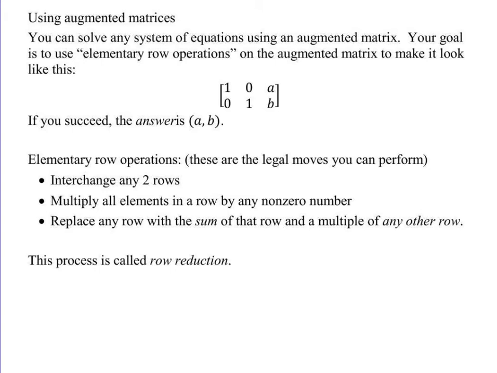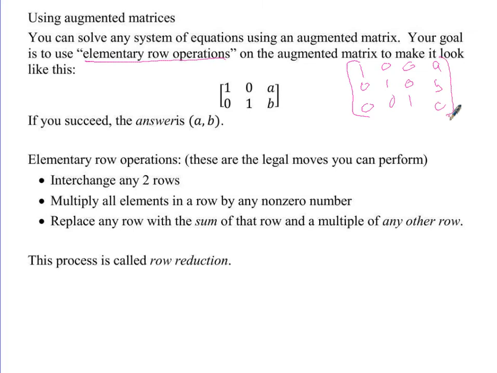What we're going to do is use elementary row operations on the augmented matrix to make it look like this. This is our goal. If this was a system of two equations with two variables, we want to make our matrix turn into something like this. If we had a system of three equations with three variables, which we will eventually, we would want our matrix to wind up looking like this.